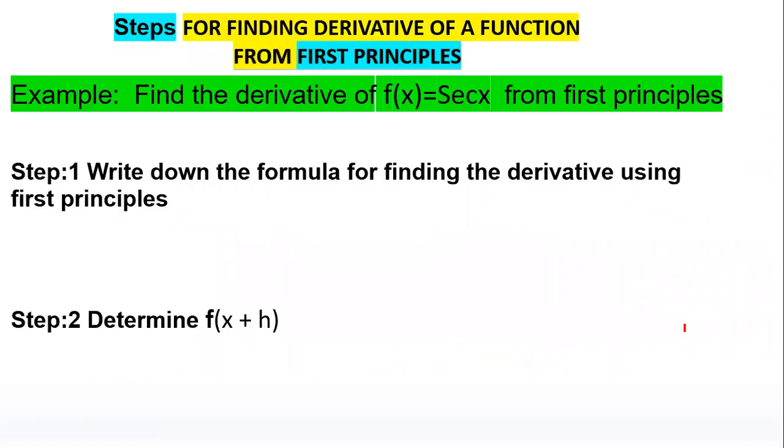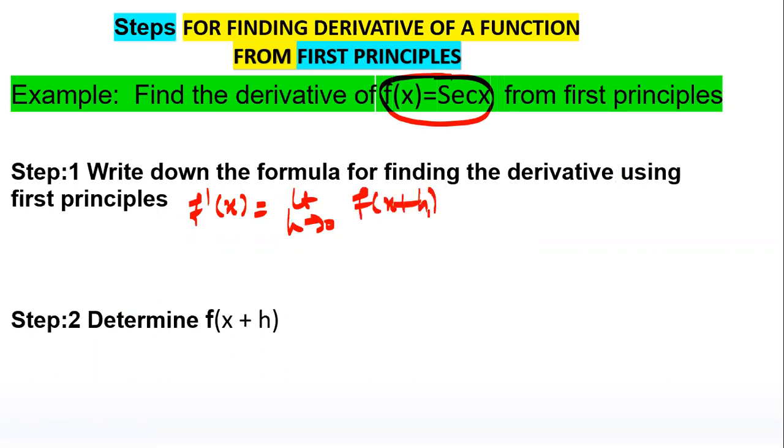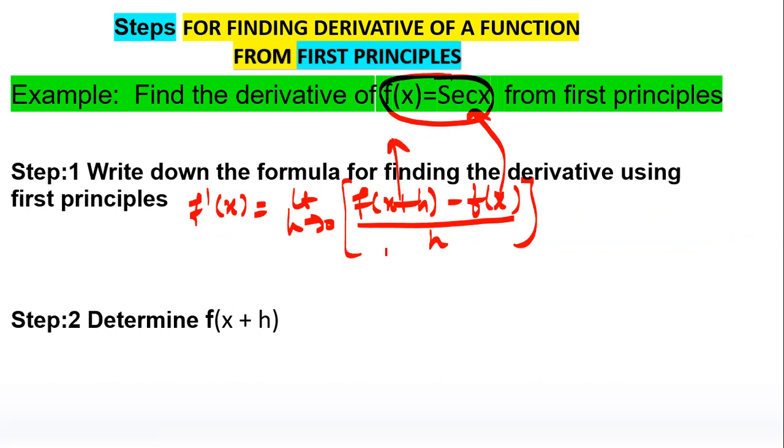Now, what are the steps? With the help of an example, I will explain the steps. First step is we will write down the formula. What is the formula? f'(x) equals limit h tends to 0 of (f(x+h) minus f(x)) upon h. We have to find out its value, and we will substitute over here.